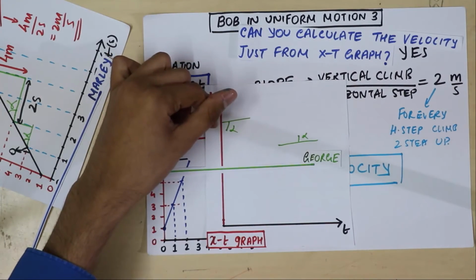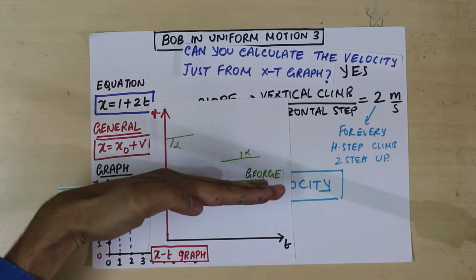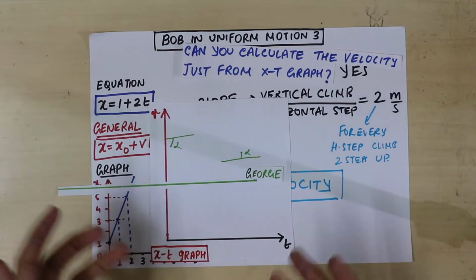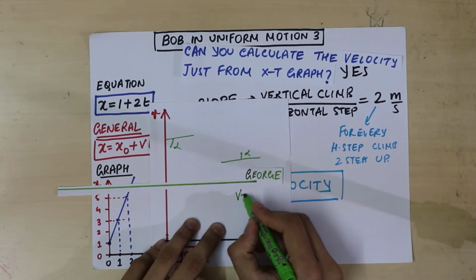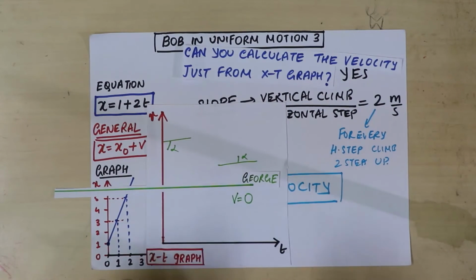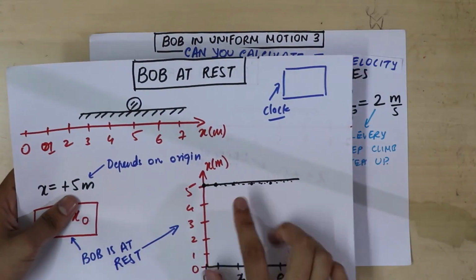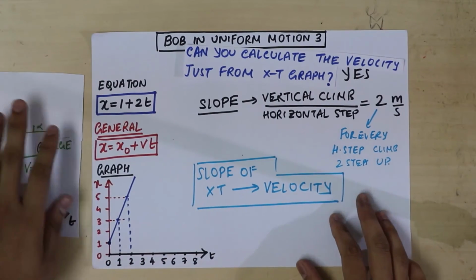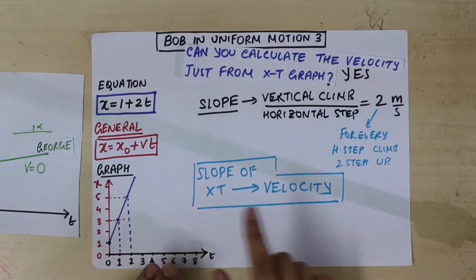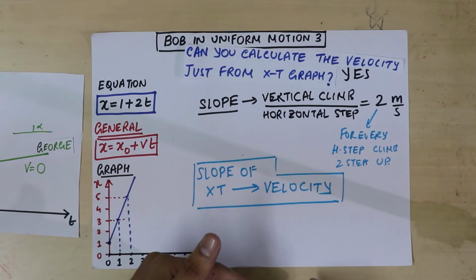There is no vertical climb. There is no slope. If you think of this as a mountain, then the mountain is not sloping up, nor is it sloping down. Therefore, the slope is 0. If the slope is 0, then the velocity of George is also 0. Ooh, this makes perfect sense, because the graph is identical to what we had when Bob was at rest. Everything makes sense. I love this. So, the short summary is the slope of an x-t graph represents velocity, and slope represents the vertical climb divided by the horizontal step.